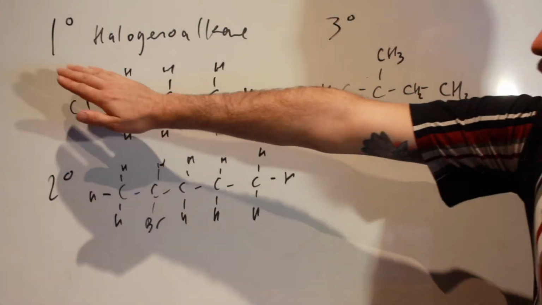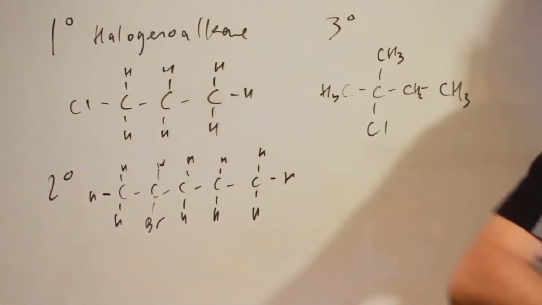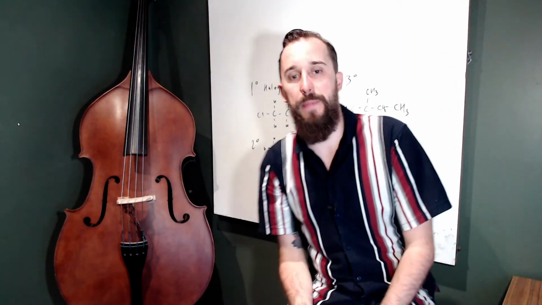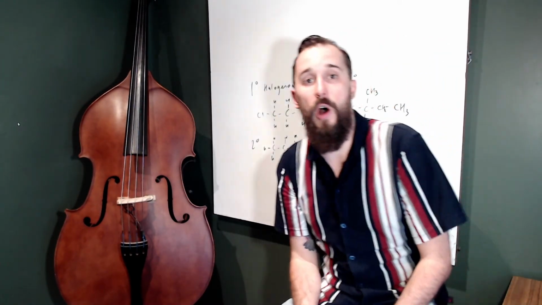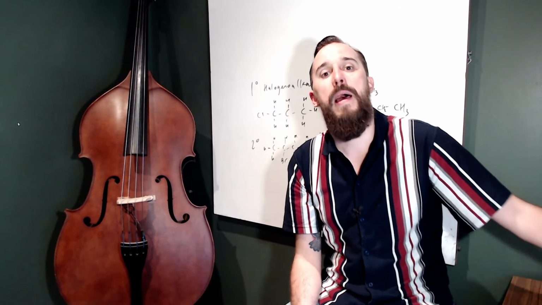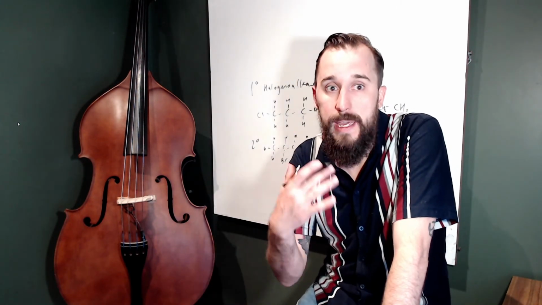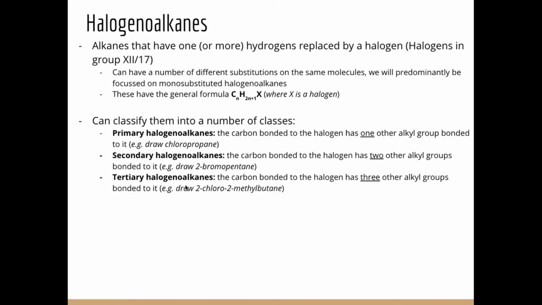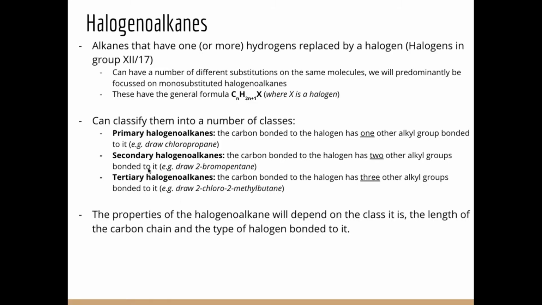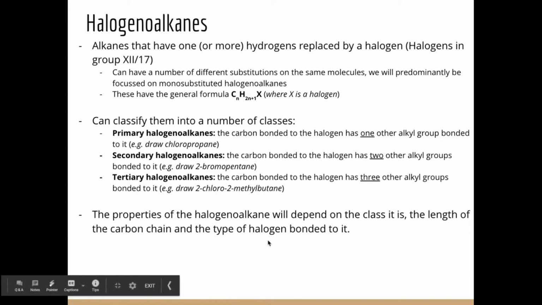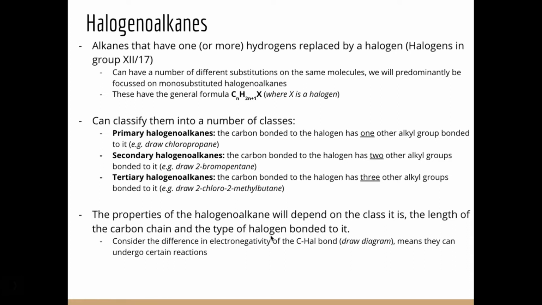It's important that we can classify as primary, secondary, or tertiary because, as we will see later on, how we classify them is going to depend on the kinds of products we form in organic reactions, but also the kind of mechanism that the reaction will follow. There we go. So the properties of the halogenoalkane will depend on the class, the length of the carbon chain, and the type of halogen that is bonded to it.